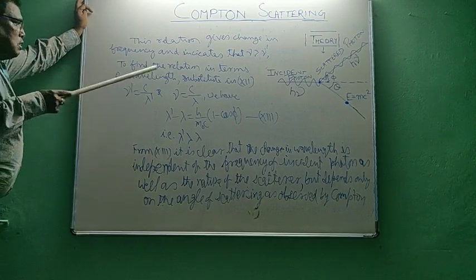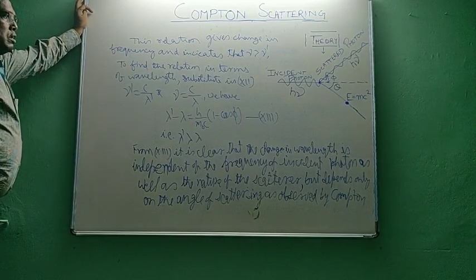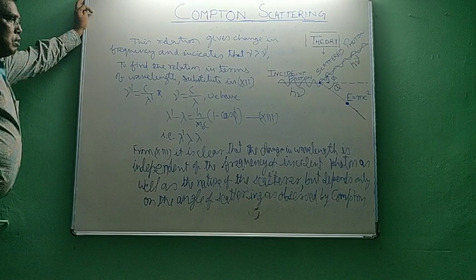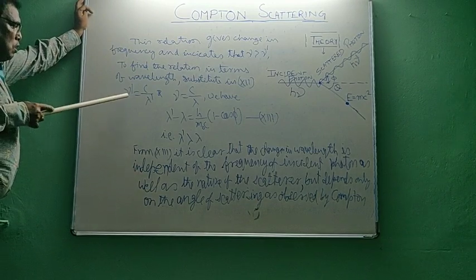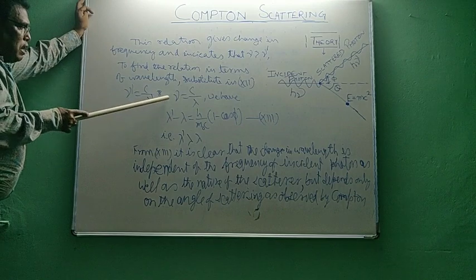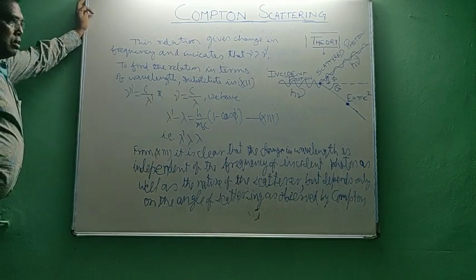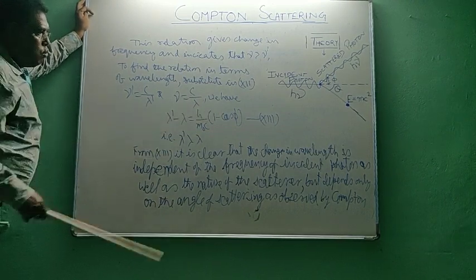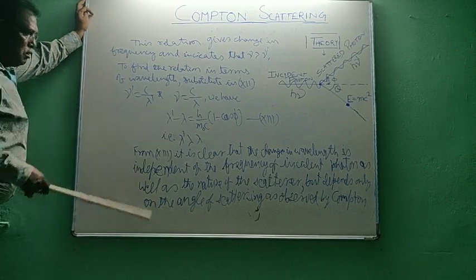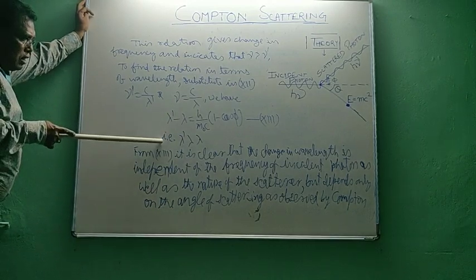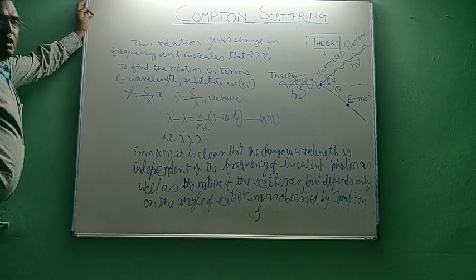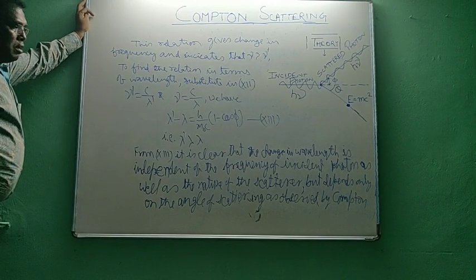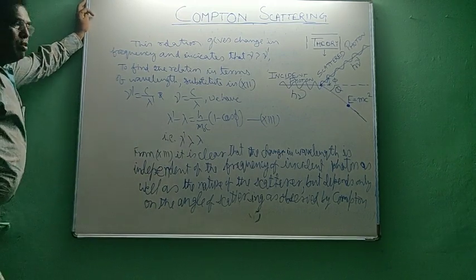Now, to find the relation in terms of wavelength, substitute in equation 12. I have already written equation 12. In equation 12, you have to substitute nu dash equal to c by lambda dash and nu equal to c by lambda. We have lambda dash minus lambda equals h by m naught c times (1 minus cos phi). This is equation 13. From equation 13, it is clear that lambda dash is greater than lambda. That is, the wavelength of the scattered photon is greater than the wavelength of the incident photon.